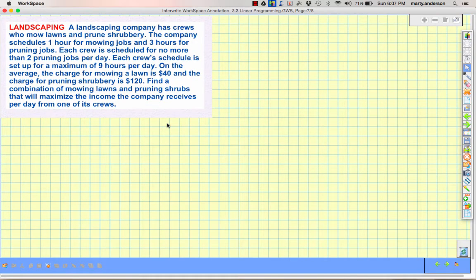First off, we need to define variables, and I guess it's probably going to have to do with number of mowing jobs and number of pruning jobs. So some people like to use X and Y, or you can go ahead and use M and P. You just have to define which one's taking the X and which one's taking the Y. So M, let's go number of mowing.